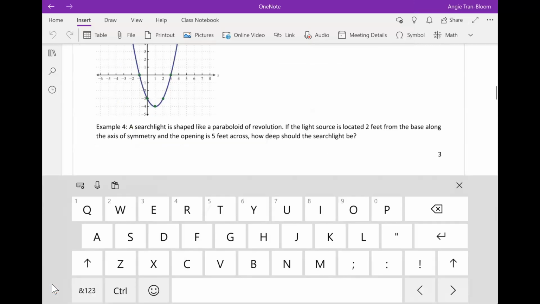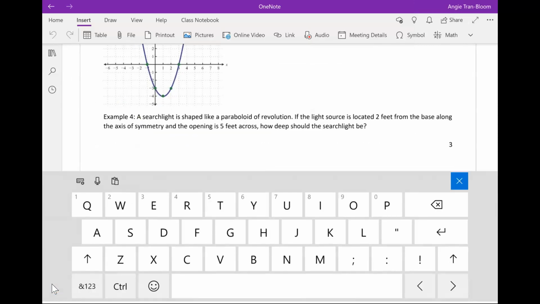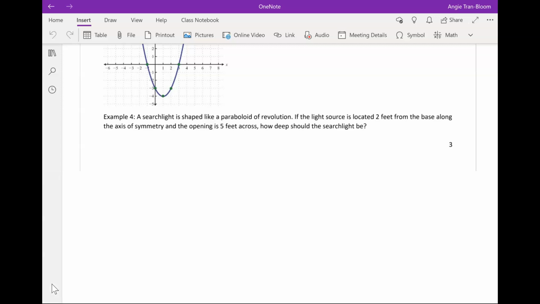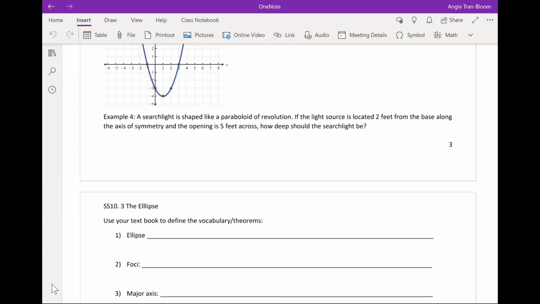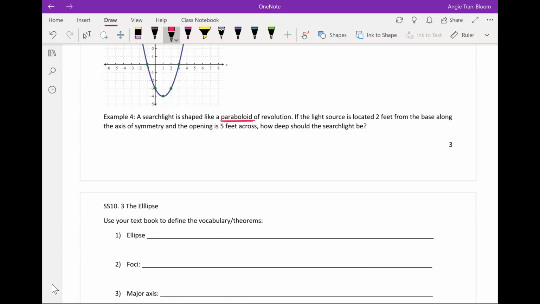All right, guys, this example is example 4 of section 10.2. A searchlight is shaped like a paraboloid of revolution. A paraboloid is just a parabolic shape, okay? So it's a parabola shape of revolution, just fancy terminology for parabola.